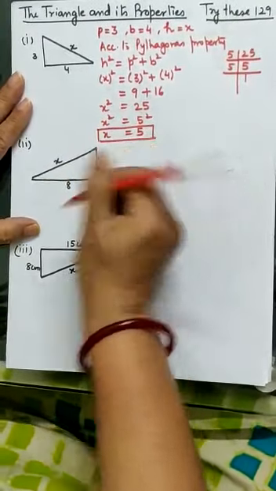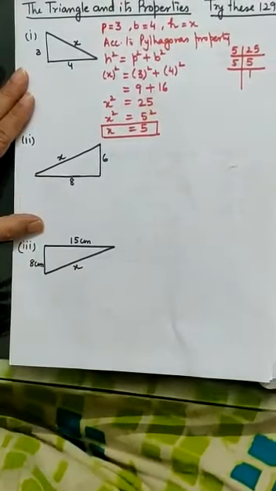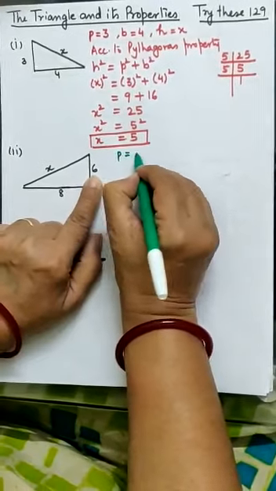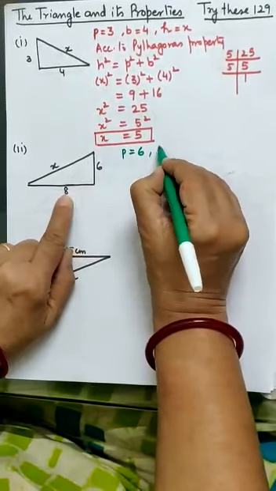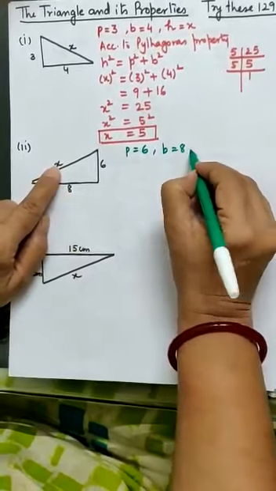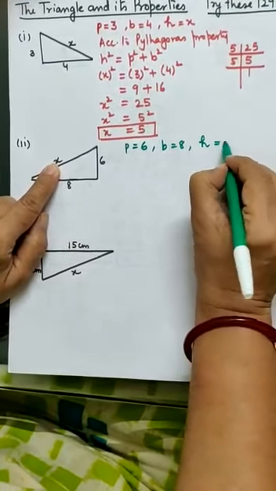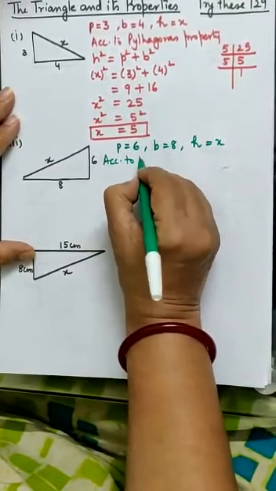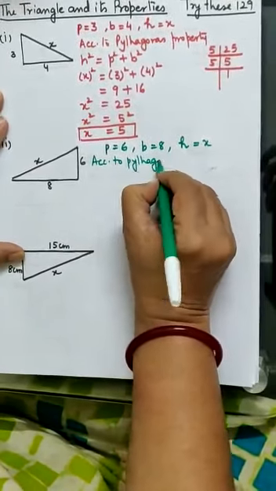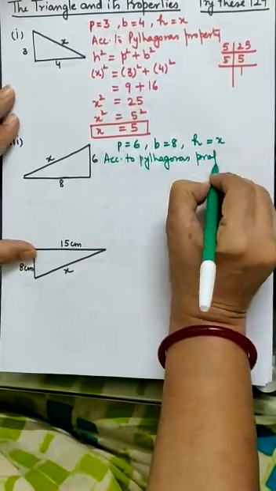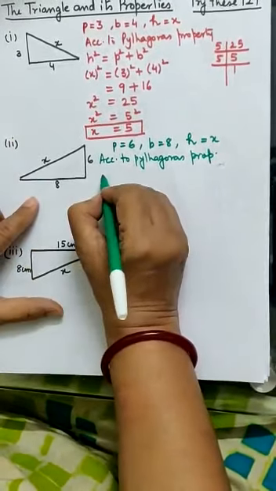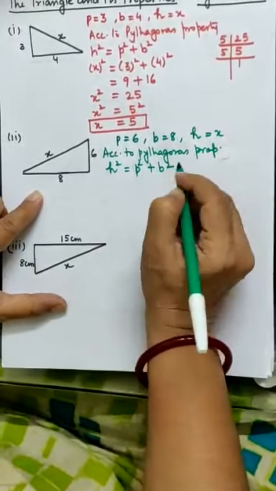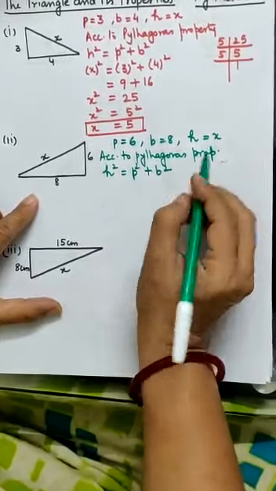Alright. Now coming to the second part. Here you see what is given here. P means perpendicular is given 6. Base is given 8. And hypotenuse is given x. Now similarly, according to Pythagoras property, x square is equal to p square plus b square, that is hypotenuse square is equal to perpendicular square plus base square.